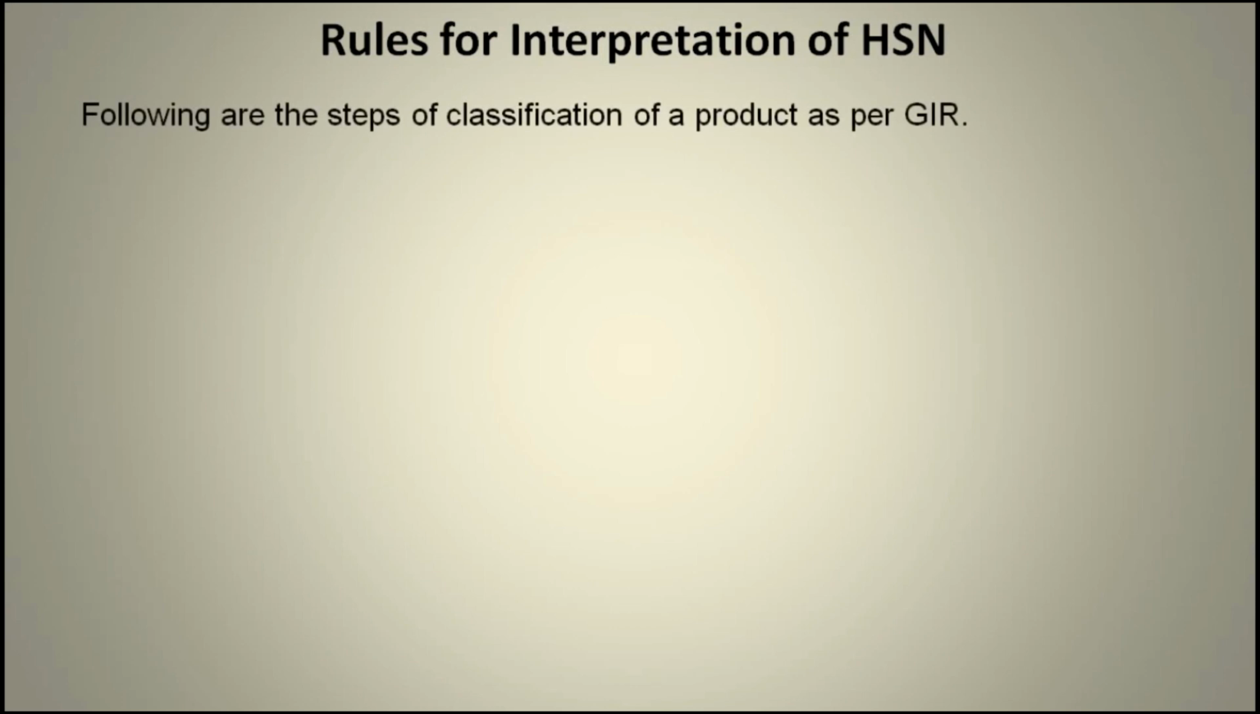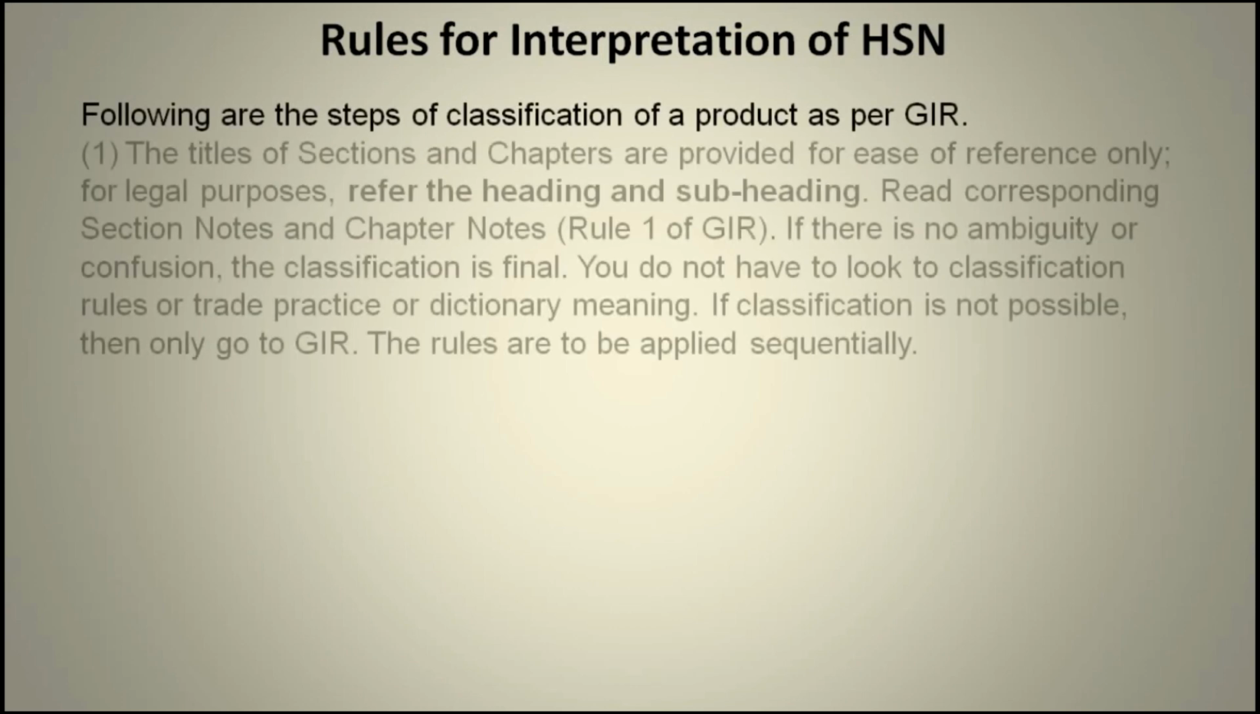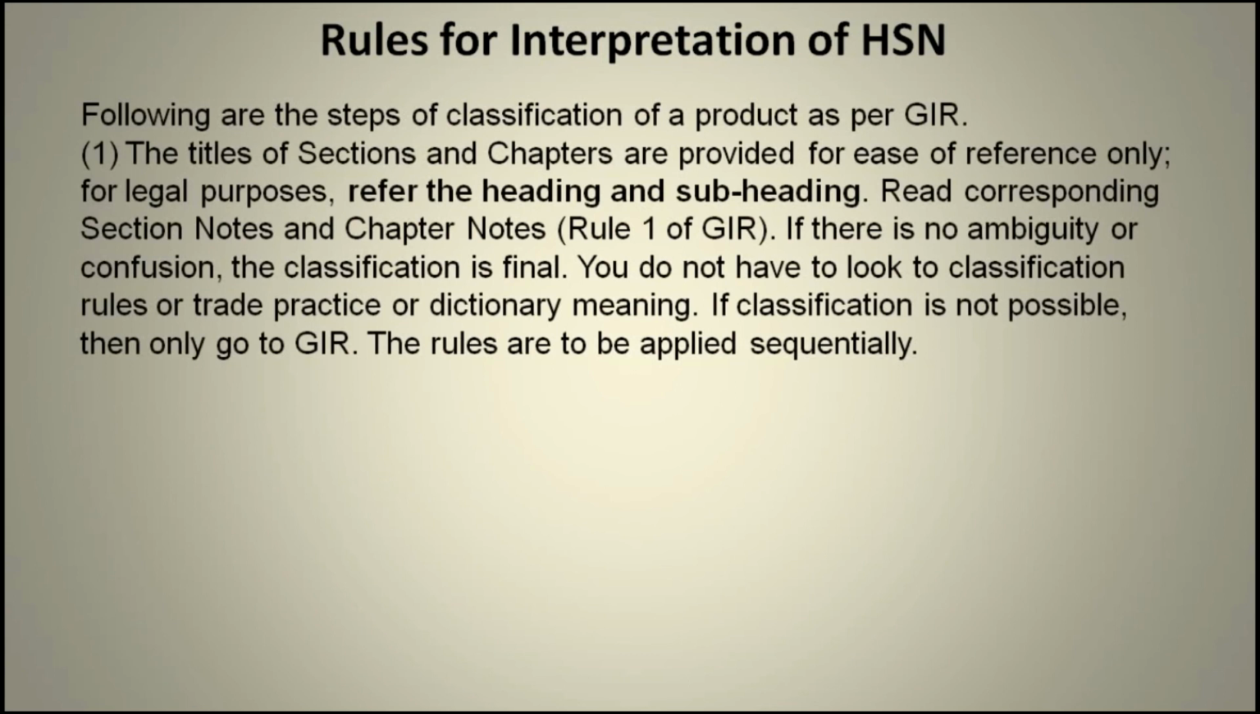Following are the steps of classification of a product as per the general interpretation rules. The titles of sections and chapters are provided for ease of reference only. For legal purposes, refer to the heading and subheading. Read the corresponding section notes and chapter notes. Rule 1 of the General Interpretation Rules: if there is no ambiguity or confusion, the classification is final. You do not have to look to classification rules or trade practice or dictionary meaning. If classification is not possible, then only go to the General Interpretation Rules.